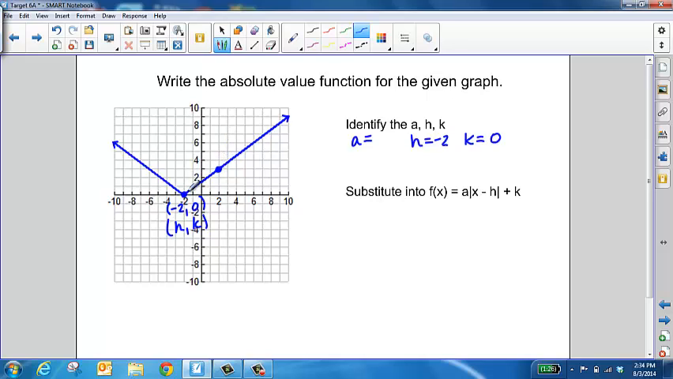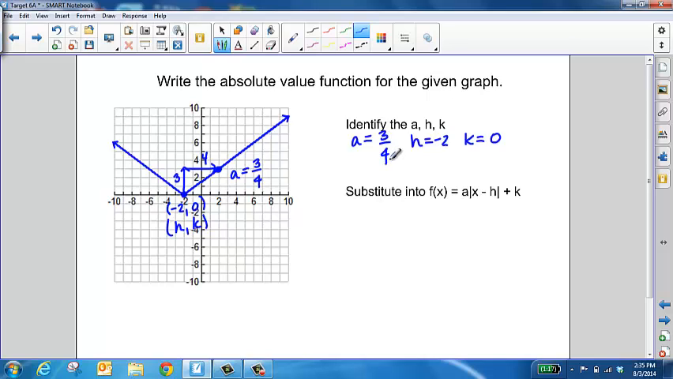So now we're going to look for the slope or the rate of change between those 2 points. So start at your vertex and travel to the new point. We're going to go up 3 and we're going to travel over 4. So that means that our a value is going to be 3/4.